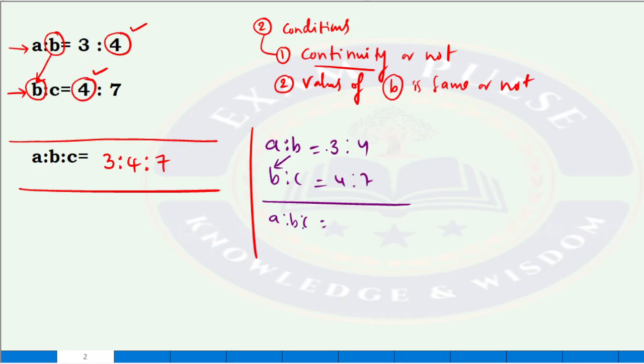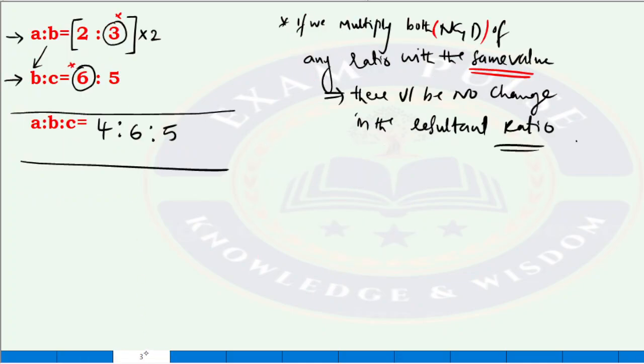First one, multiply first two. 3 4s are 12. Middle one, multiply the middle two. 4 4s are 16. Last one, multiply the last two. 4 7s are 28. Is it a simplified ratio? No. Again you have to divide by 4: 12, 16, 28 become 3, 4, 7. See, unnecessarily we are increasing the values and again we need to divide to get the simple ratio. That's why if they are already equal, I will never use this.